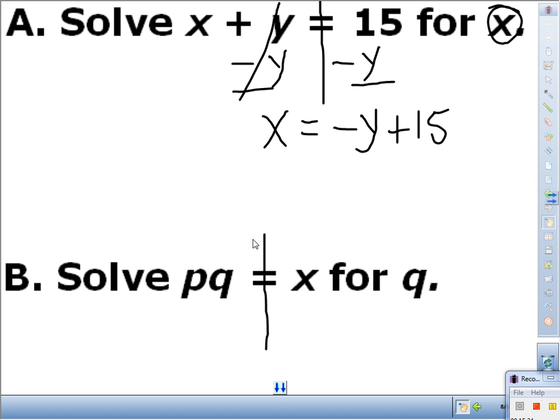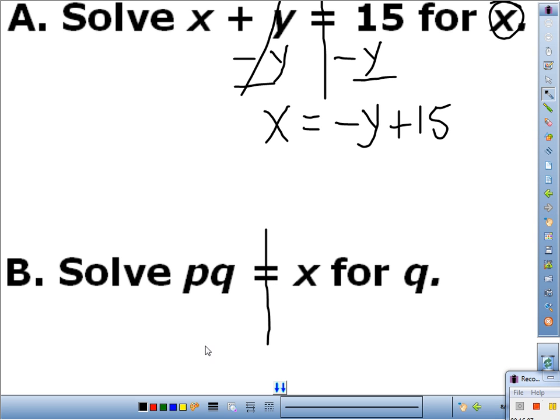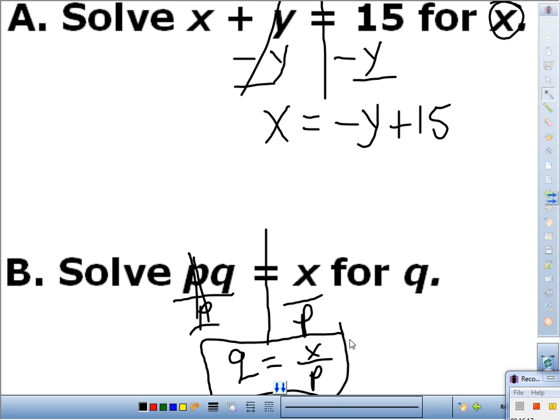All right. Let's see. What's happening here between P and Q? Multiplication. So what is the inverse? Divide by P, divide by P. This is a giant 1, so we're left with Q equals X divided by P. Hands if you got that. Okay? Doing okay?